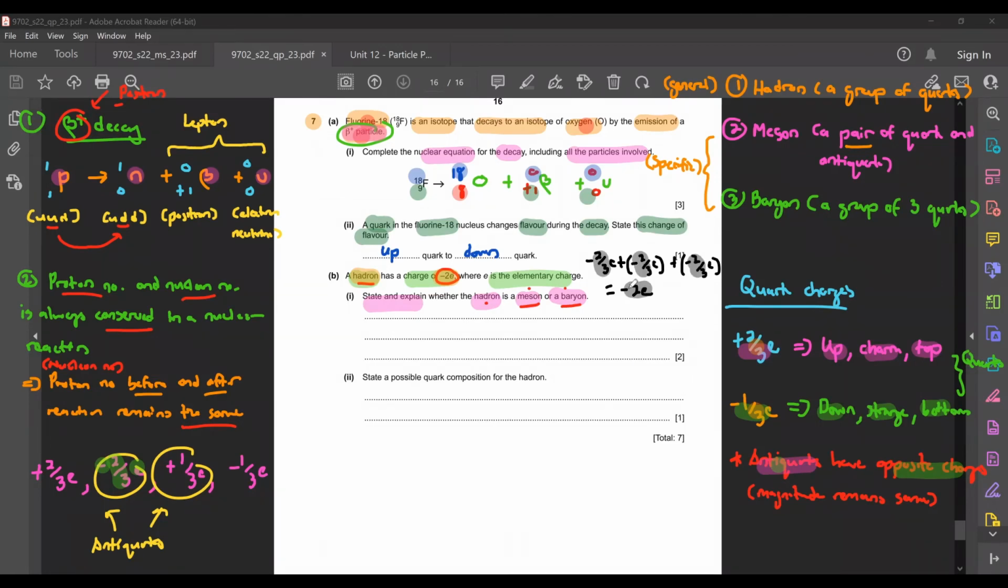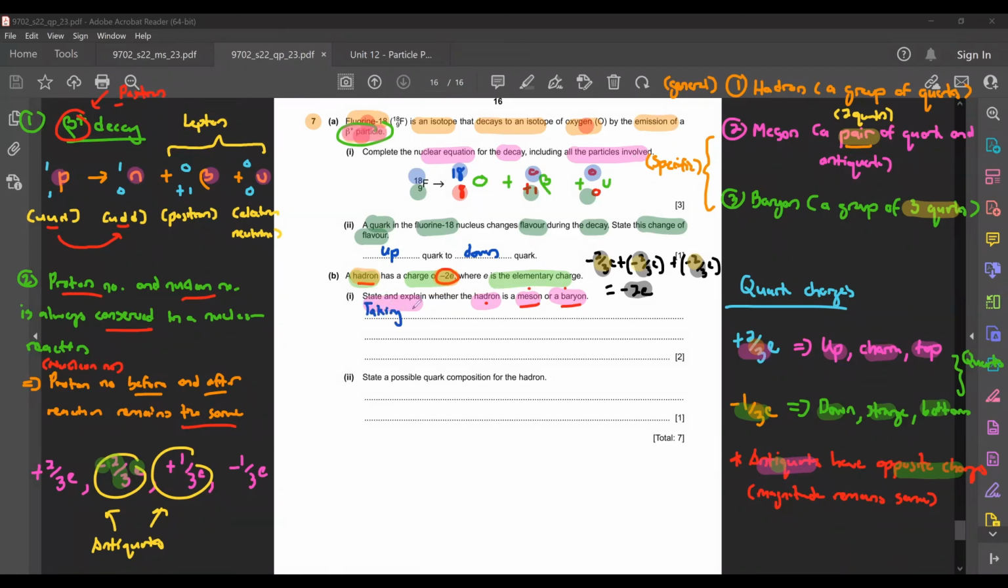Now, it was already mentioned that a meson consists of a pair of a quark and an antiquark. This means that you need 2 quarks to form a meson. And we also mentioned that a baryon must have 3 quarks, isn't it? So right now, if we need to add negative 2 over 3e 3 times, this means that we need 3 quarks. It therefore must be a baryon. Okay, so how do we word our answer? You can write it in this manner.